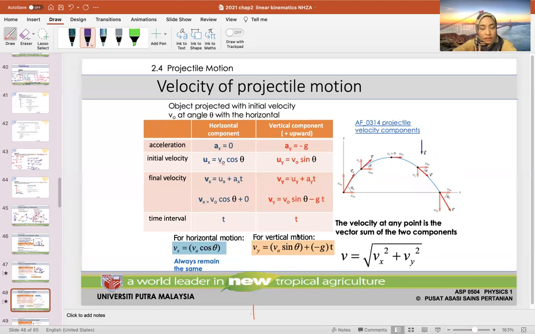Okay, next. We have talked about acceleration, initial velocity and also the final velocity. Let's talk about the time interval.